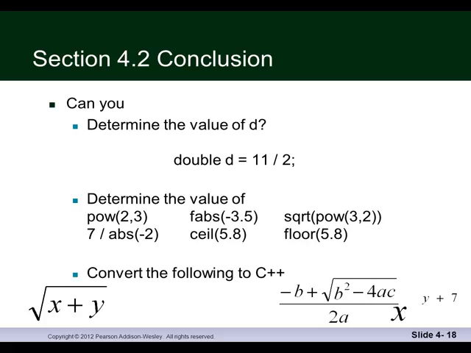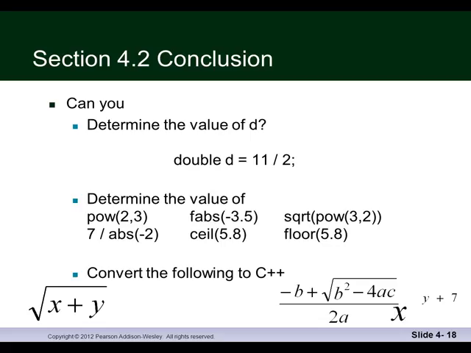8. Fab's negative 3.5. 3.5. So we're going with the POW 3, 2 is going to give me what? 3 to the power of 2 is what? 3 to the 9. The square root of 9 is what? 3. 7 is integer. You divide it by absolute value, which is going to be 2. 7 divided by 2 is what?